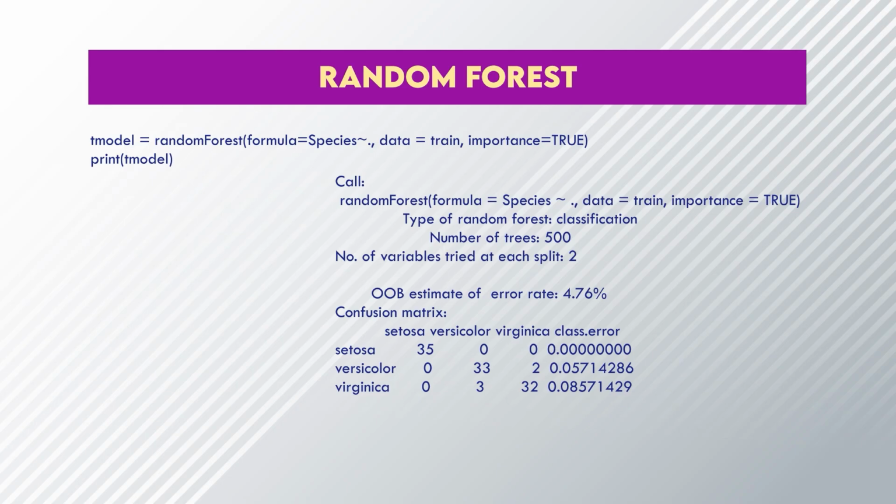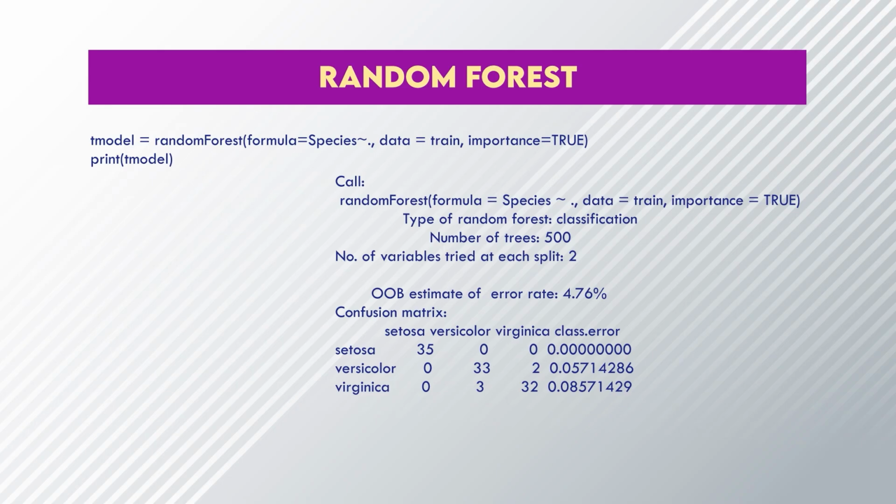So you can see here there is a little bit of error in versicolor and virginica class. There is no error in Setosa class. It is able to predict 35 out of 35, but in versicolor it has predicted 33 as versicolor, which is correct, and 2 as virginica, which were actually versicolor. So this is where the error lies.